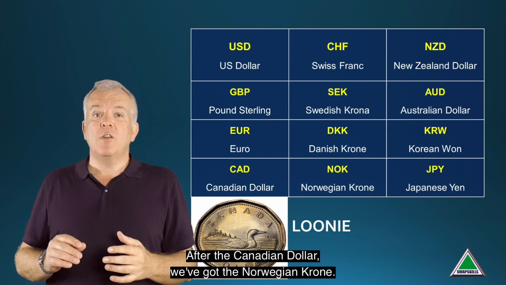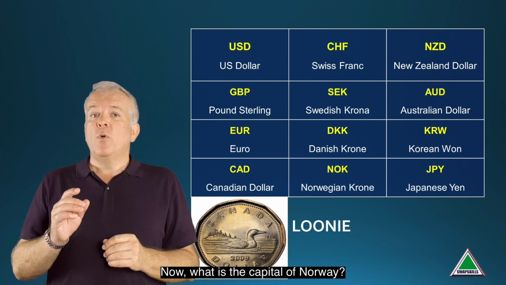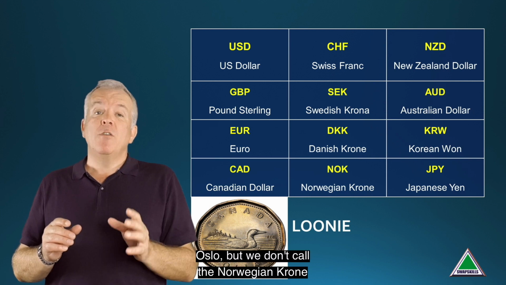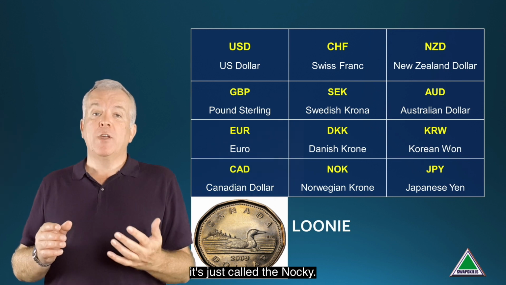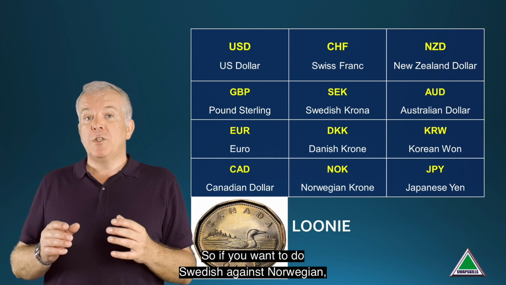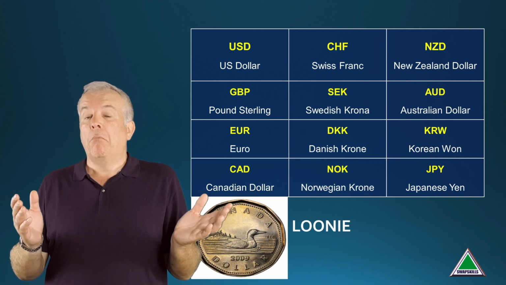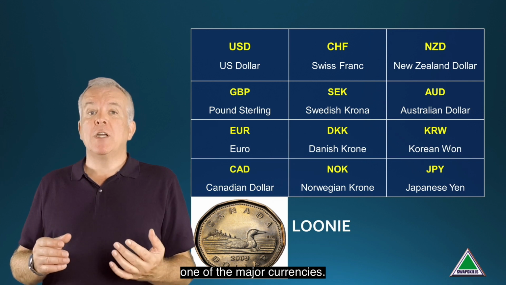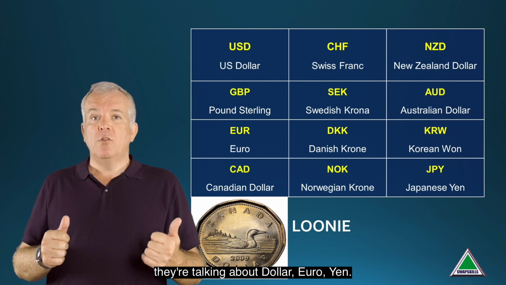After the Canadian dollar, we've got the Norwegian krona. Now, what is the capital of Norway? Oslo, right? But we don't call the Norwegian krona the Oslo or anything, it's just called the Noki. So if you want to do Swedish against Norwegian, you do stocky, Noki. And finally, we've got the Japanese yen, one of the major currencies. So when people talk about the majors, they're talking about dollar, euro, yen.